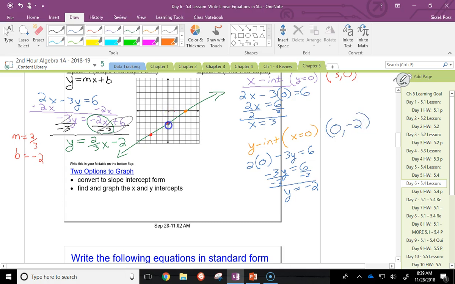0, negative 2. We then graph that line, and it's the exact same line. So the purpose of that was to show you that it does not matter if you use slope-intercept form or the y and x intercepts, you will get the same line.